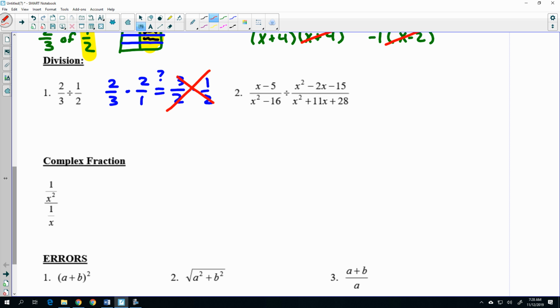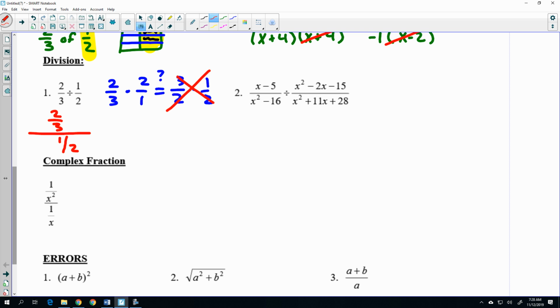You may not know. So I'm just going to show you, because I feel like we just give all this stuff to you and you just memorize keep, flip, change, that sort of thing. And some of us don't remember. I don't blame you. So here's what's going on. 2/3 is divided by 1/2. Would you agree that that's the same way of representing that problem?